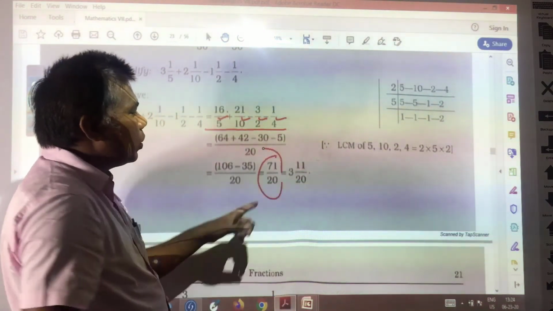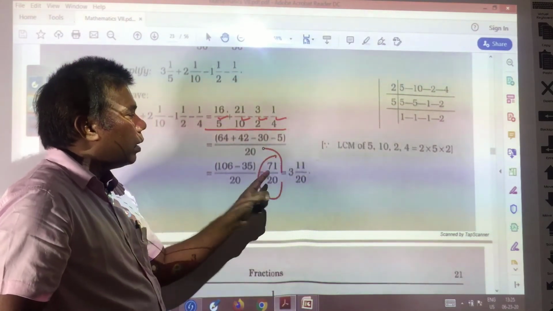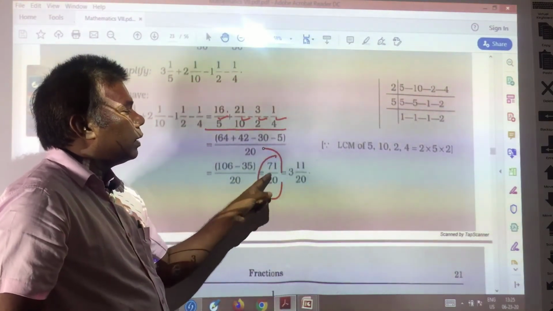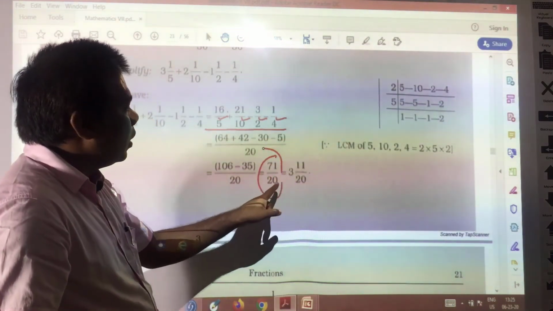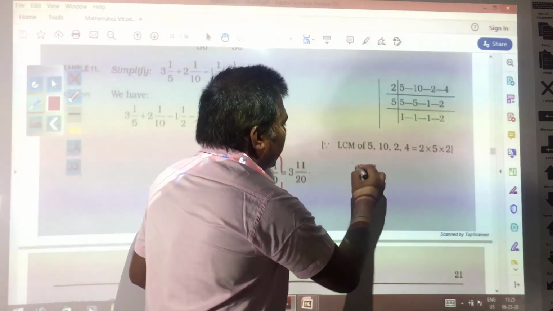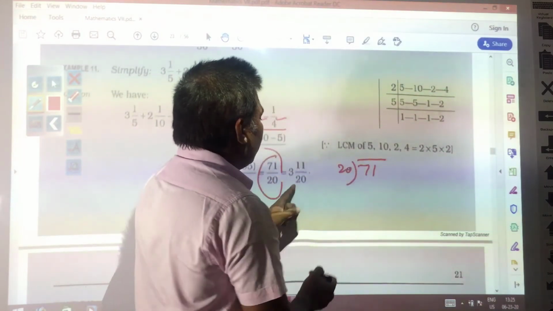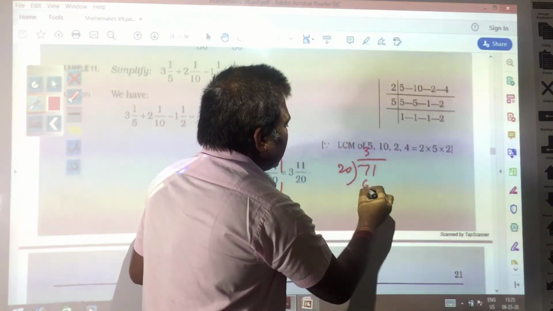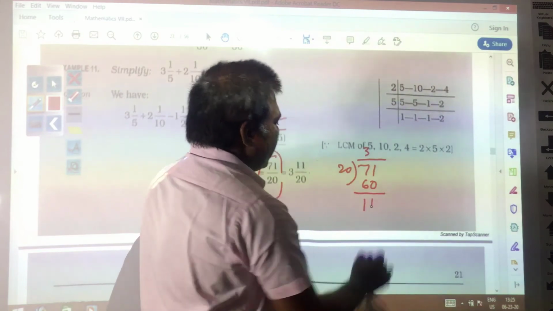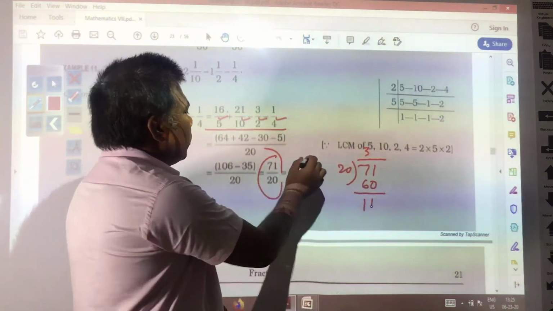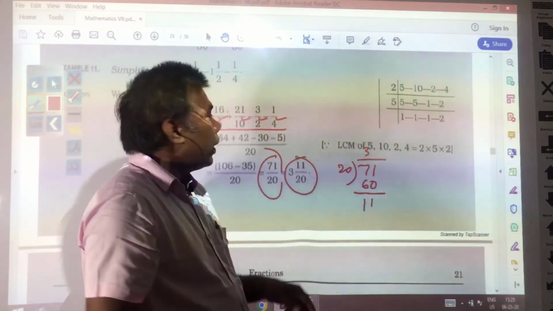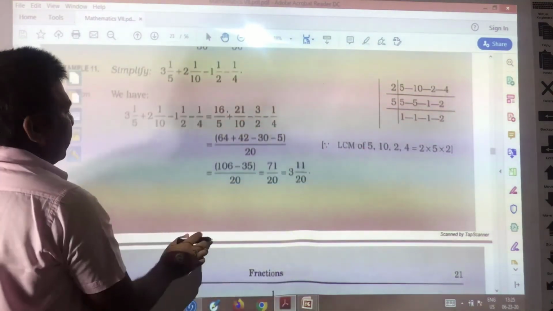Now, this is also your answer, 71 by 20, but this is an improper fraction, and it is required to be converted into a mixed fraction. 71 you divide by 20. So, 20 times 3 is 60 and the remainder you will get is 11. So, it can be written as 3 whole 11 by 20, and this will be your answer. So, I hope you understood this.